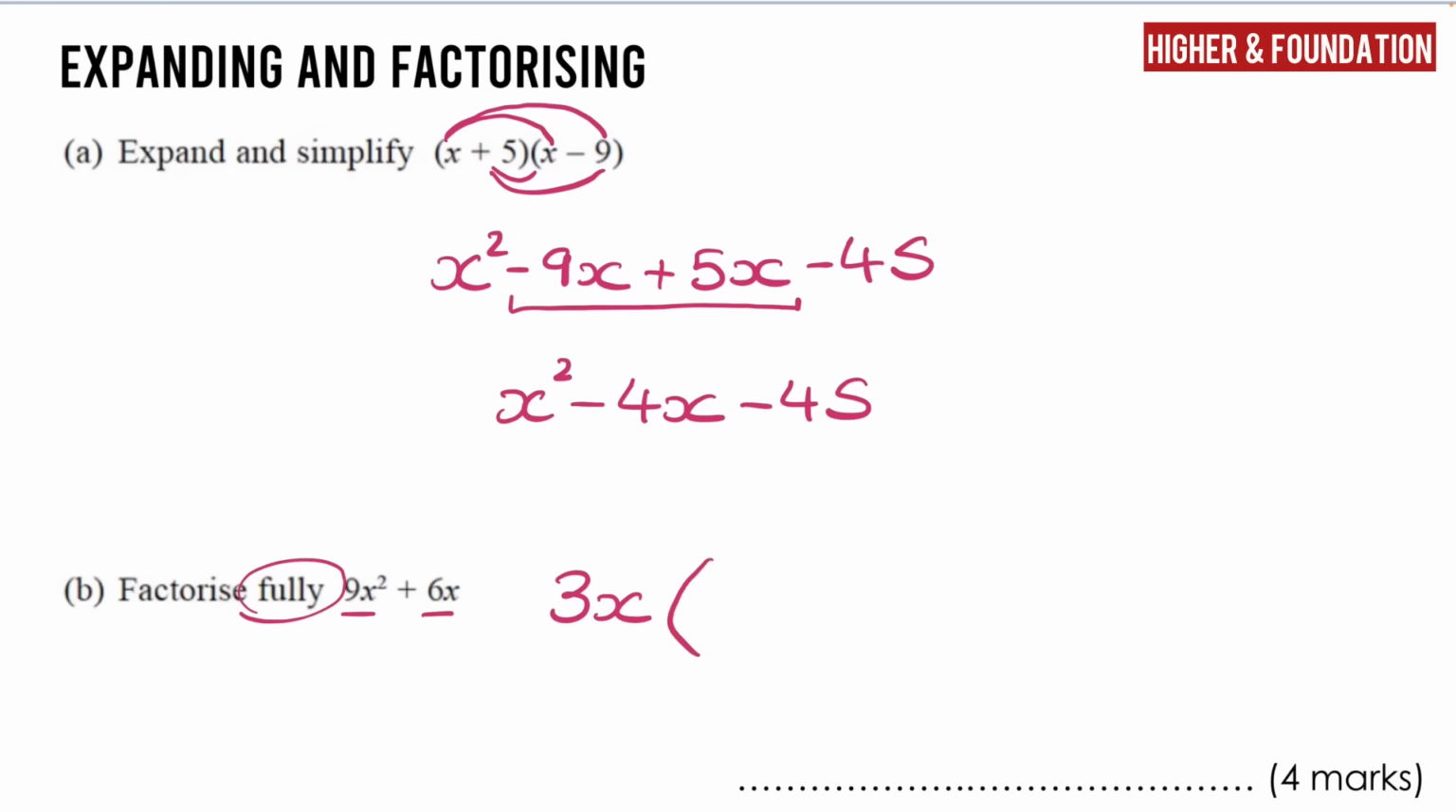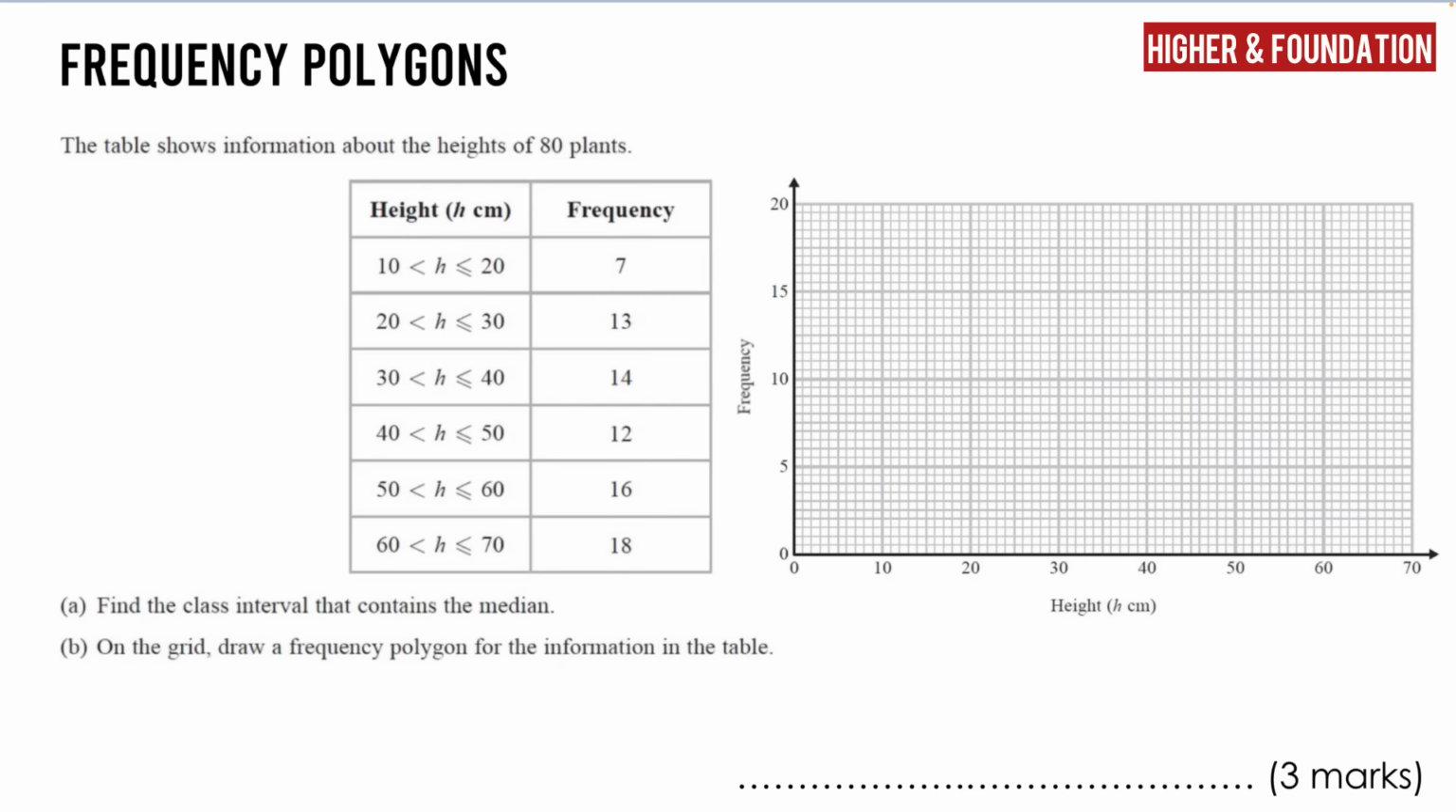To get back to 9x squared we'd have to times by 3x, and to get back to 6x we'd have to times by 2. And there we go, that's fully factorised.